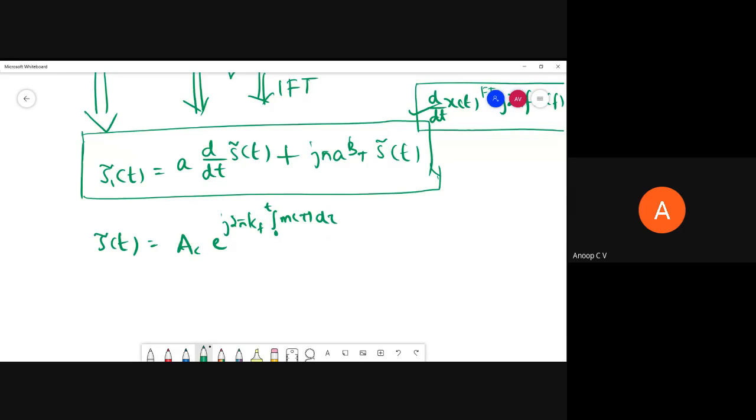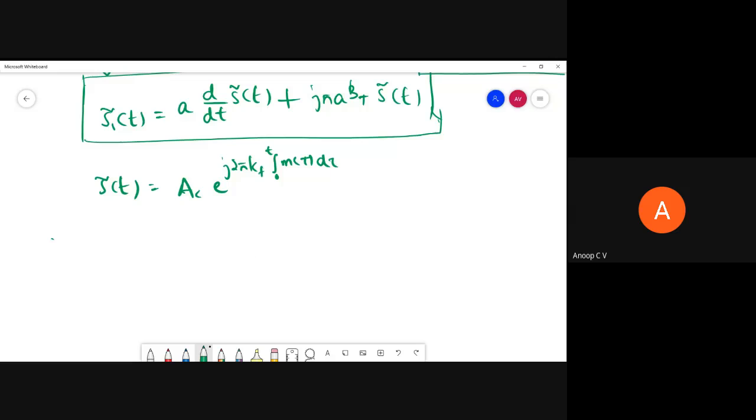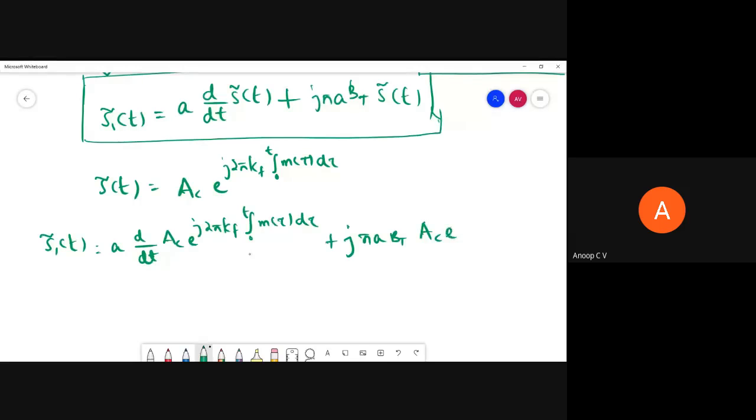Now what we can do is we can substitute it here in the expression of s1 tilde of t. So s1 tilde of t becomes a times d by dt of s tilde of t, which is ac times e power j 2 pi kf integral 0 to t of m of tau d tau, plus j pi a bt again ac e power j 2 pi kf integral 0 to t of m of tau d tau. So this is what we have.